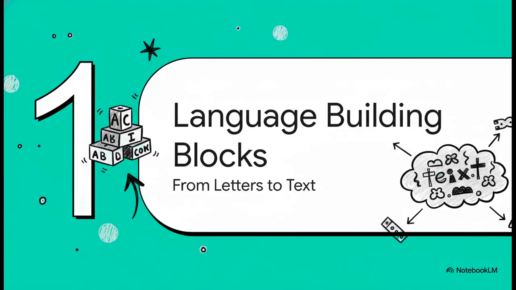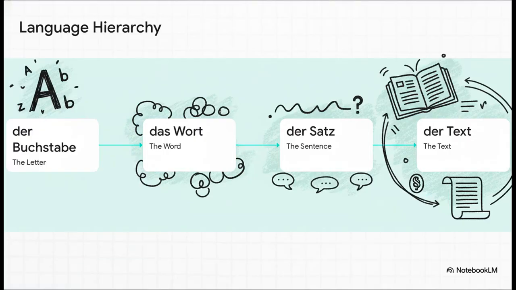The absolute basics. To talk about a language, you gotta know the names for its pieces, from the tiniest little letter all the way up to a complete text. It all kicks off with der Buchstabe. That's der Buchstabe, which is simply the letter. A bunch of those give you das Wort, the word. String those words together, and boom, you've got der Satz, a sentence. And of course, sentences build der Text. Yep, you guessed it, der Text.